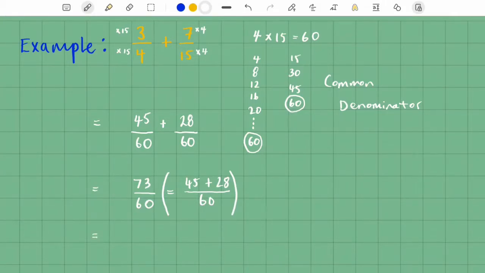However, 73 over 60 is not the format that we want it in, because usually we have a mixed number, and how we find a mixed number is to see how many wholes it goes in. 60 goes in once, and then we're left with a remainder of 13 over the 60 that we're dealing with. You can carry on to simplify the fraction on the right, but it looks like we can't go any further. What was your indication that we couldn't go any further? Hopefully you noticed that 13 is prime.